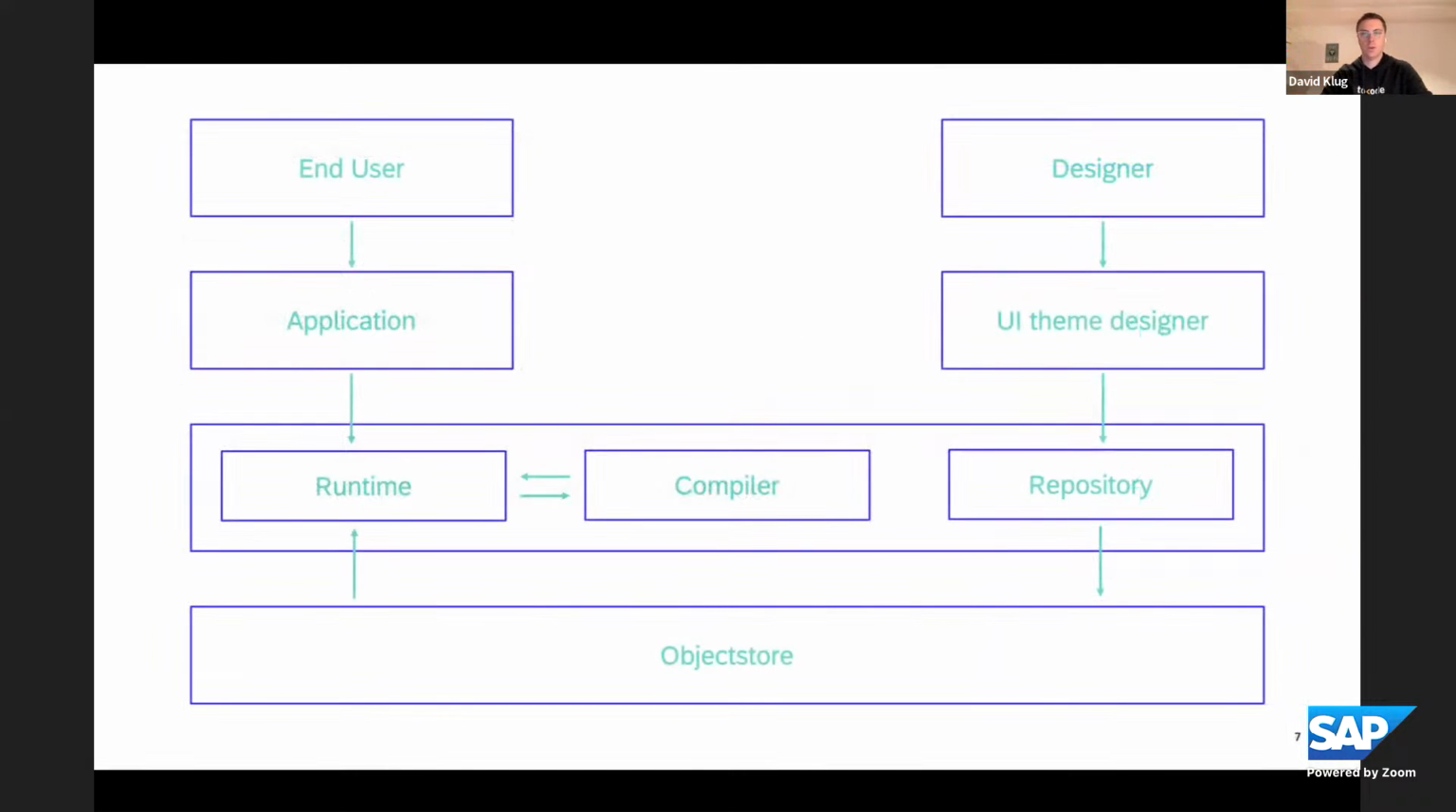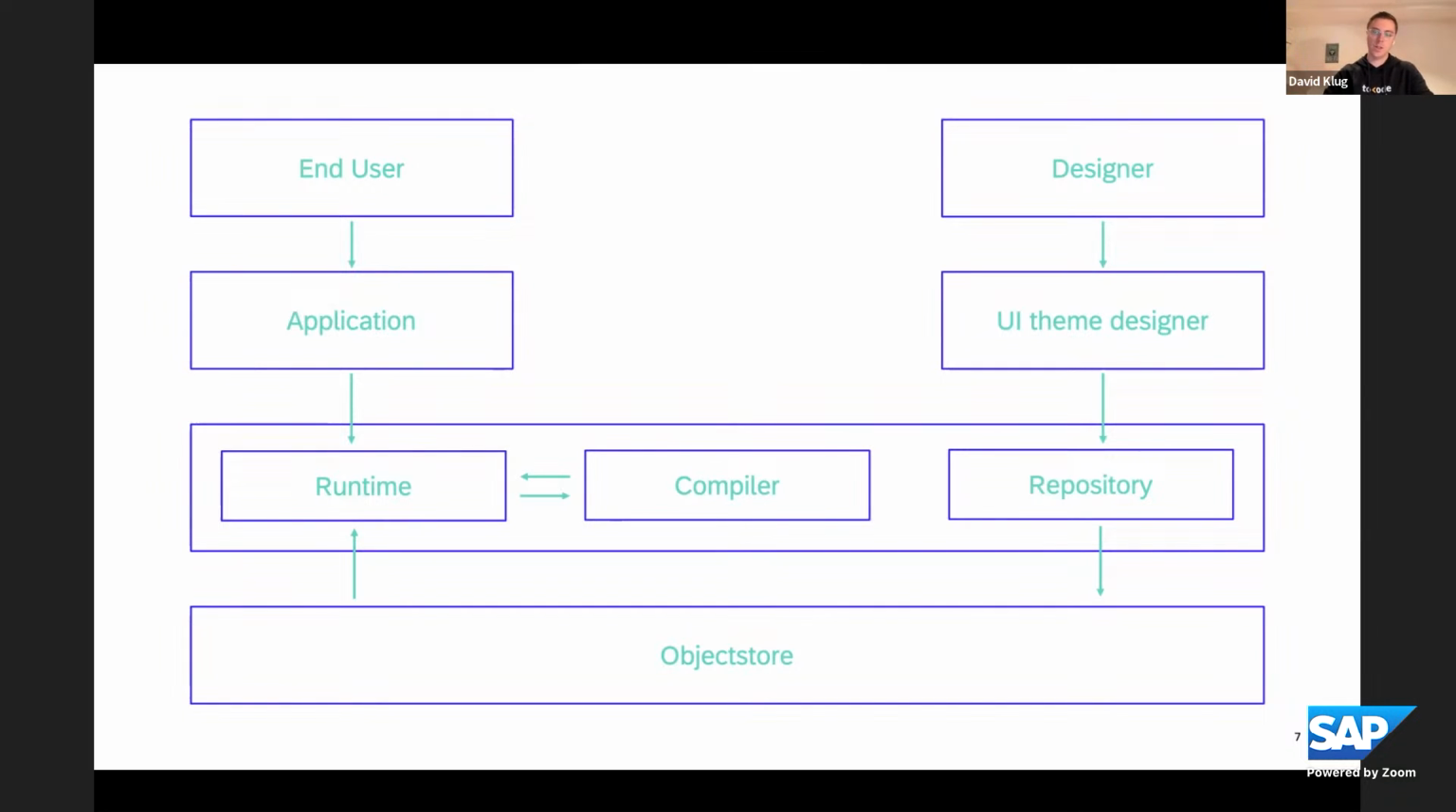Let's have another look at the process. Starting on top this time, we have two types of users. On the left side, we have the end users interacting with the applications. And on the right side, let's call them designers. Not all of them are designers for sure. They are interacting with the UI theme designer. So this picture makes clear the end user is not interacting with the UI theme designer tool itself. He's only interacting with the application and gets the custom theme applied.